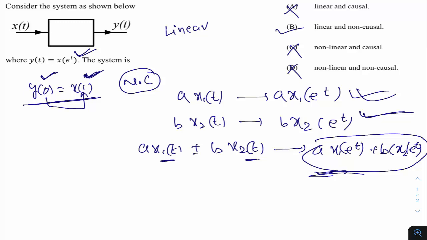So the system is linear and non-causal. Option B is the right answer. It's very straightforward. By looking at the question itself, you can tell the answer. No need to do even this much analysis. So the answer is option B.